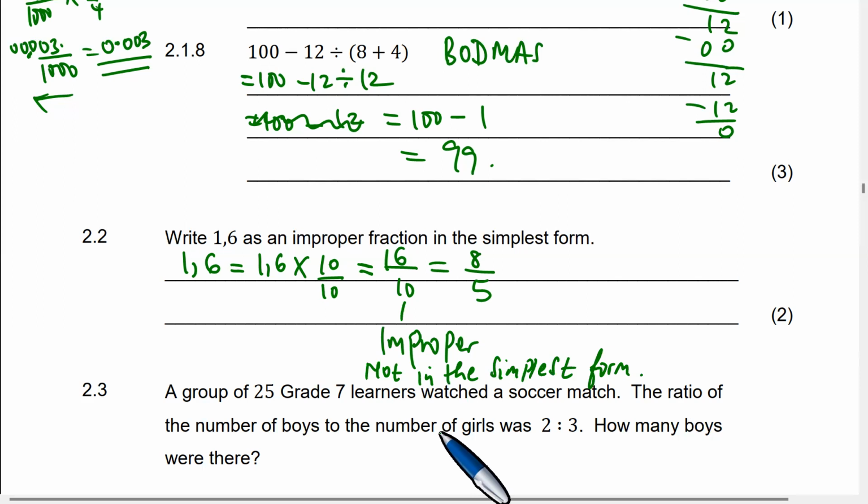Okay, let me give you an exercise. Let me say 1,75. Can you write this one as an improper fraction in its simplest form? 1,75. Give me the answer, please.